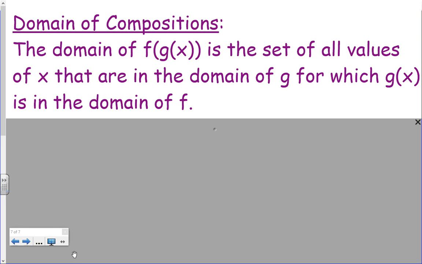Again, there's a two-step process you've got to consider when you set this up. The domain of f of g of x is the set of all values of x that are in the domain of the inside function, g, for which g of x is in the domain of the outside function, function f. That's what we just went through on that last example. We had to consider both parts and find all values that those two had in common.